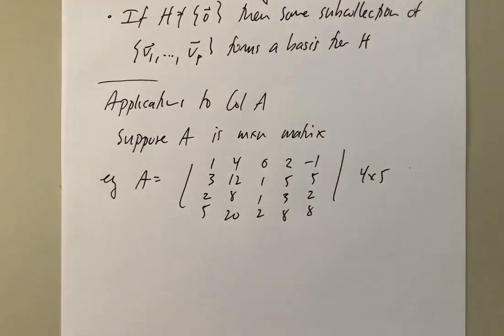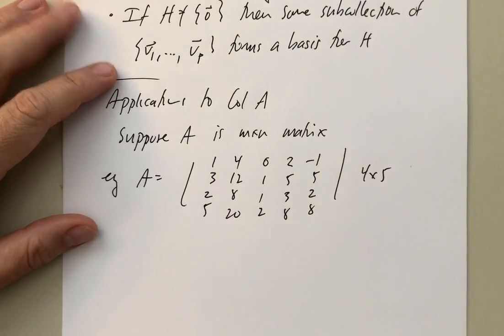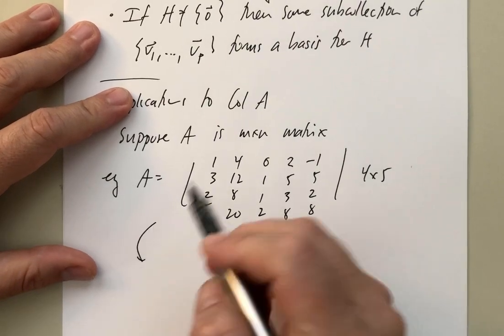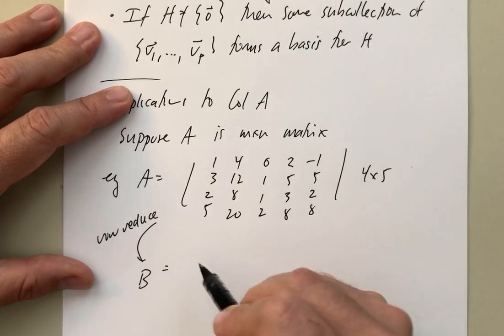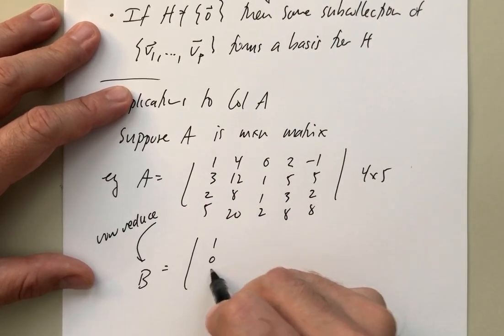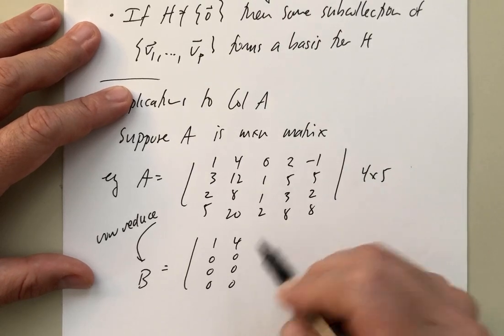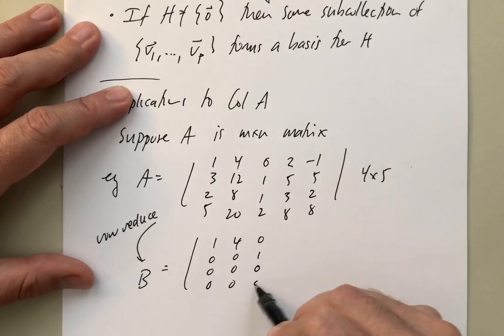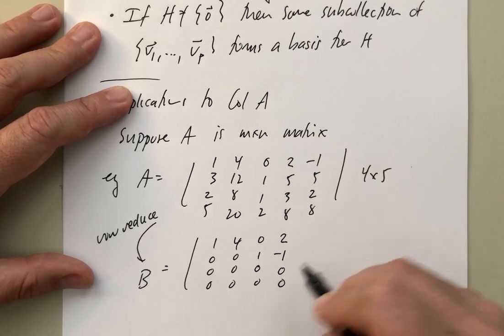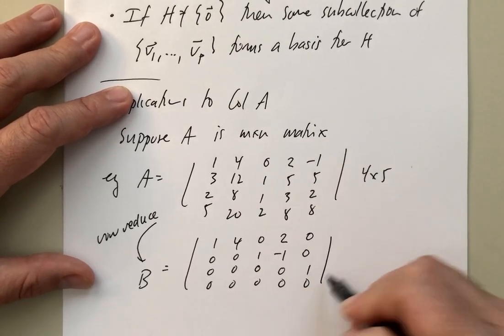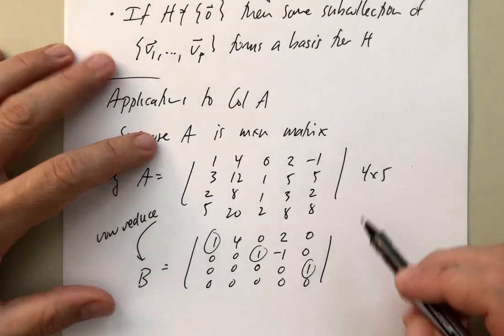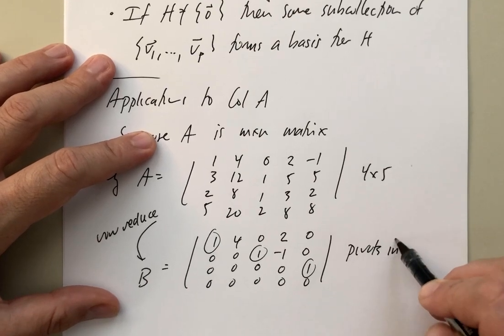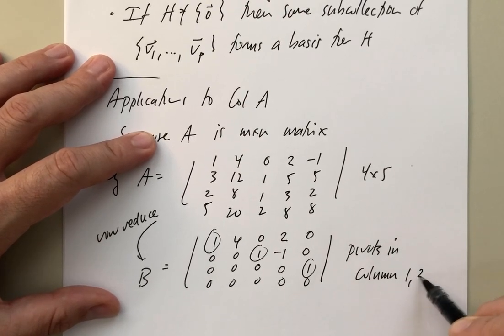And I want to know a basis for the column space, and actually I'm also going to ask for a basis for the null space eventually. In both cases, you want to reduce to the echelon form at least. I'm going to press my magic row reduce button, and I'm going to write down the reduced echelon form, which looks something like this: 1, 4, 0, 0, 0, 0, 1, 0, 0, 2, minus 1, 0, 0, 0, 0, 1, 0. Okay, so that's the reduced echelon form. Let me circle the pivots here. So pivots are in columns 1, 3, 5.